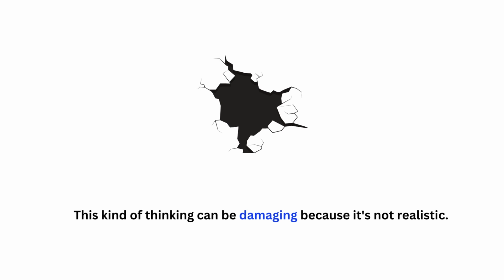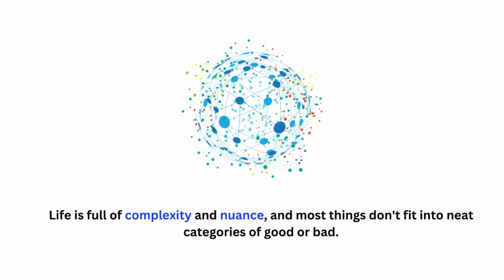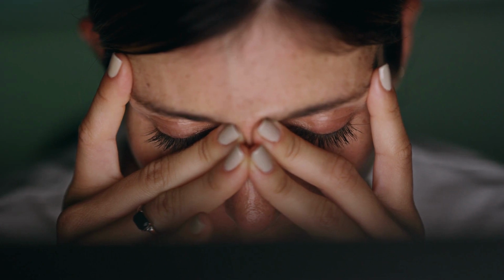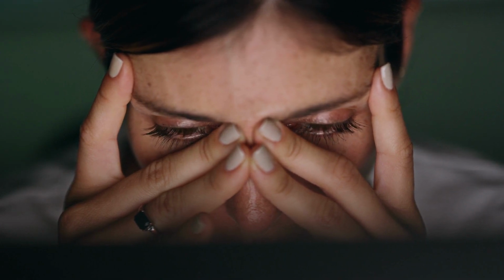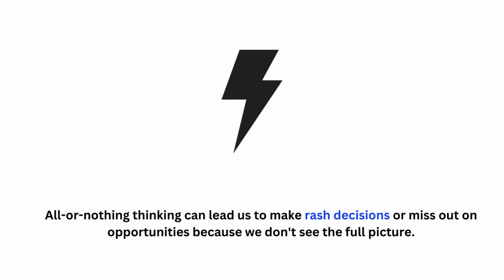This kind of thinking can be damaging because it's not realistic. Life is full of complexity and nuance, and most things don't fit into neat categories of good or bad. When we engage in all or nothing thinking, we might become excessively critical of ourselves or others, or we might feel overwhelmed and hopeless. All or nothing thinking can also lead us to make rash decisions or miss out on opportunities because we don't see the full picture.